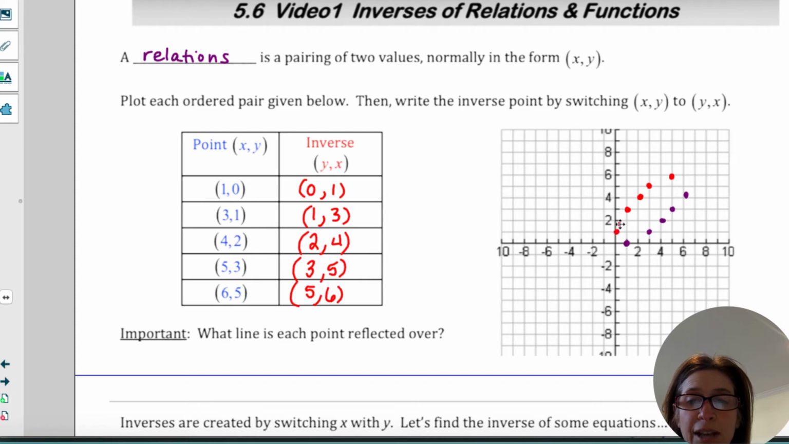So I'm going to actually connect them. It's not a line. You can see that, right? So it kind of looks like this. I'm going to make that other one purple. So let's see. Kind of looks like this.